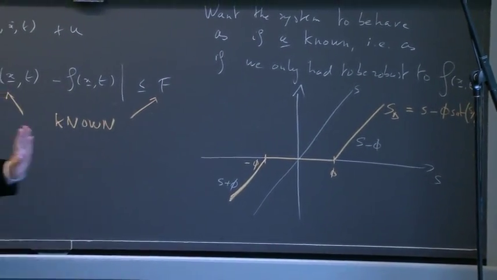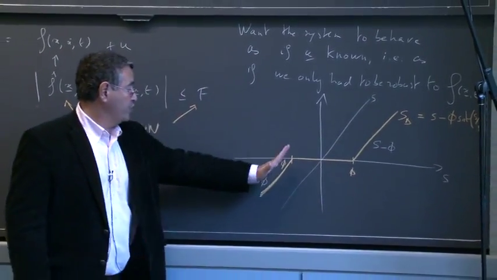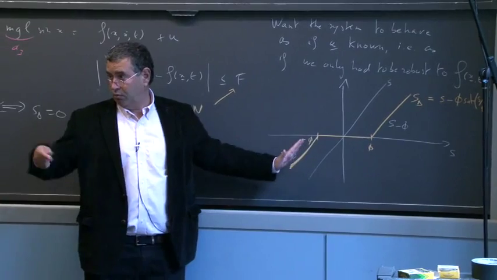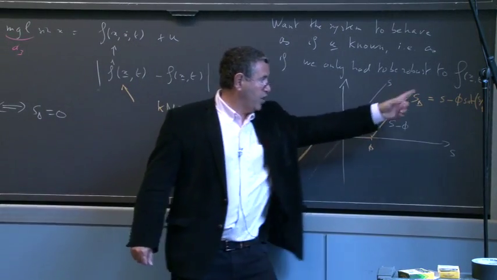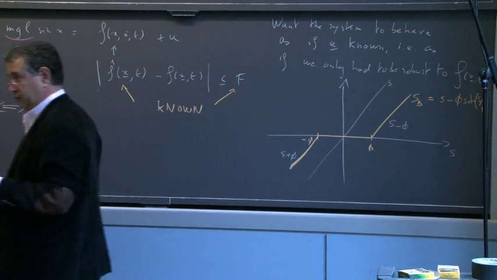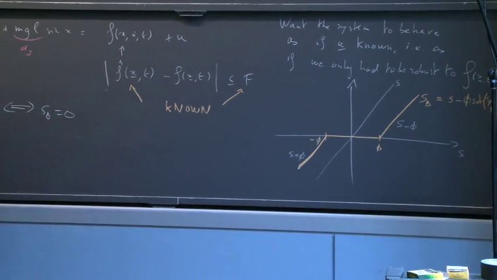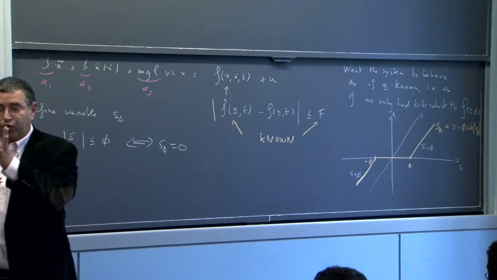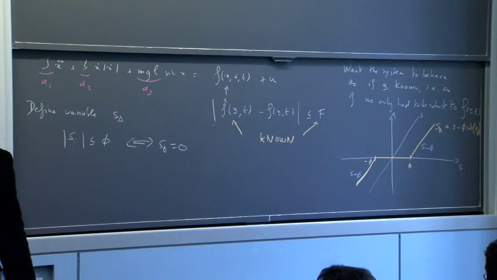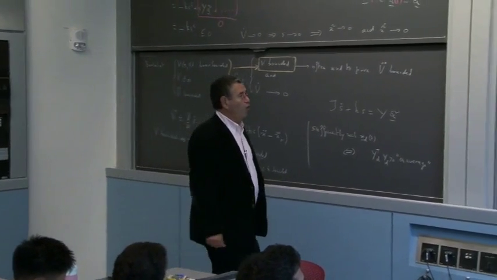Okay, everybody sees that again? When S is larger than phi, this line is simply S minus phi. When S is smaller than minus phi, this line is simply S plus phi, minus minus phi. And in between, sat of S over phi is S over phi, so you have S minus phi times S over phi, so that's 0. And it's continuous. All right, so what have we done? We've just created a variable such that the notion of tending towards a specific boundary layer with specific width is equivalent to having this variable being 0.